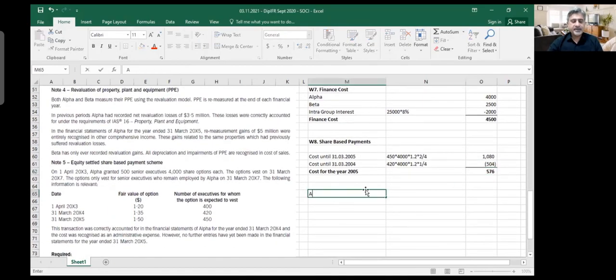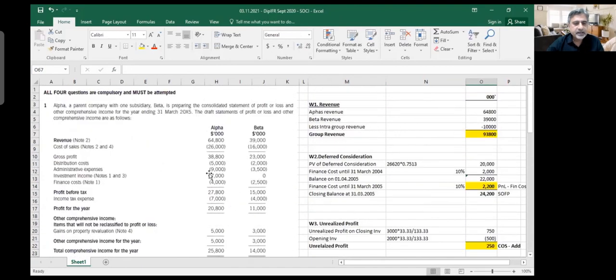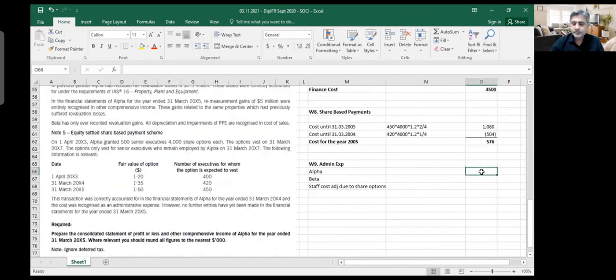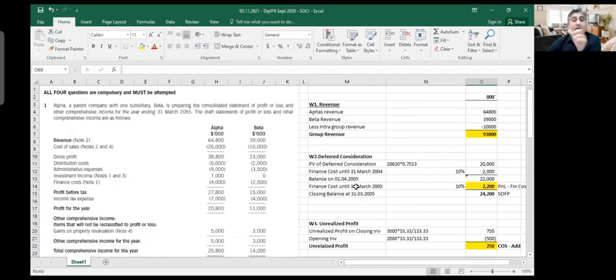Now I can make my admin expenses. So if I go back to admin, I will say what is Alpha and how much is Beta. And I think that nothing else goes to admin expenses because the revaluation and impairment went to cost of sale. So I only need this one here. And I would say share-based payment, staff cost adjustment, share options. So how much is Alpha? Let me see. Alpha and Beta, 9,000 and 3,500. By the way, I'm taking the full numbers because it is a full year consolidation, because Alpha and Beta was your subsidiary throughout the year.